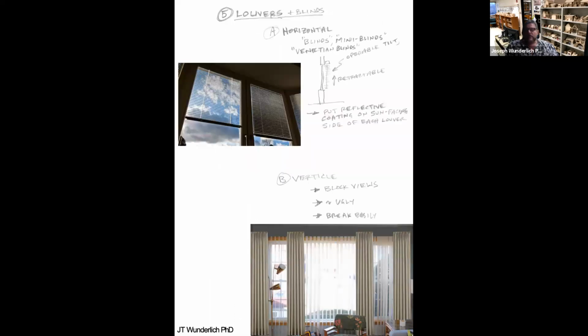Well, number 5 is louvers and blinds. So we have horizontal ones here: blinds, mini blinds, Venetian blinds. You can put reflective coatings on them. Vertical ones, I've had these in places. They block the views. They're kind of ugly. They break easy. That's my own biased opinion, I guess.